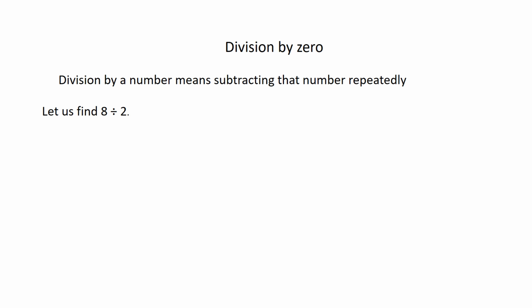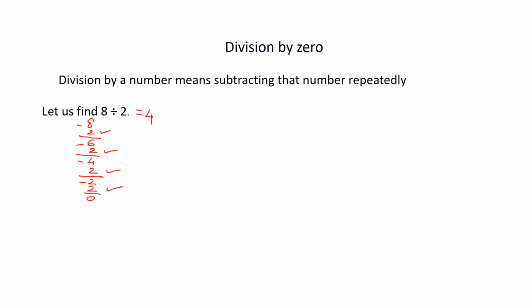Let us see how many times we are repeatedly subtracting. Okay. 8 minus 2, that is 6. 6 minus 2, that is 4. 4 minus 2, that is 2. And 2 minus 2, you get 0. So, how many times we have subtracted 2? One time, second time, third time, fourth time. So, 8 divided by 2 equal to 4.